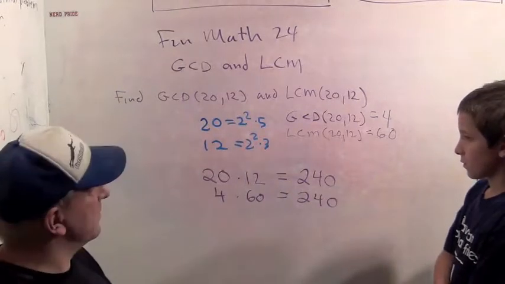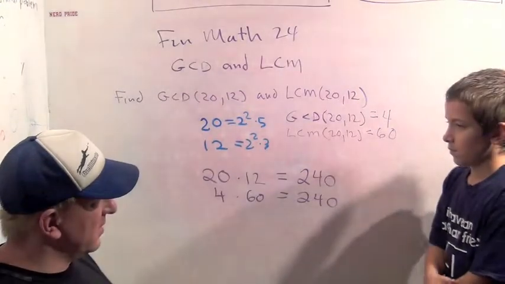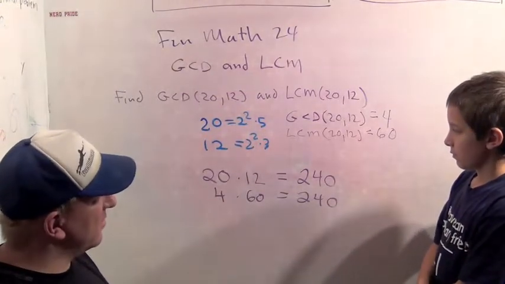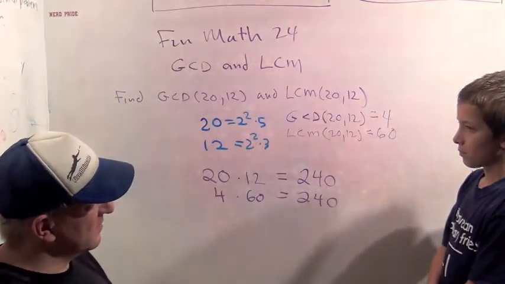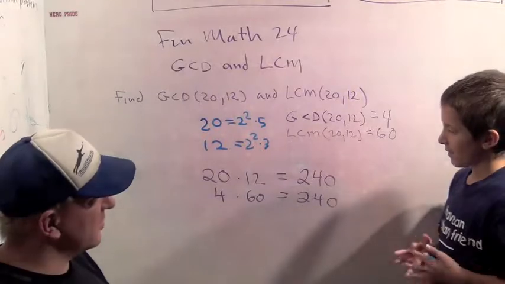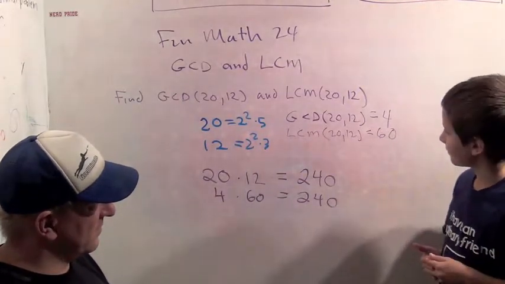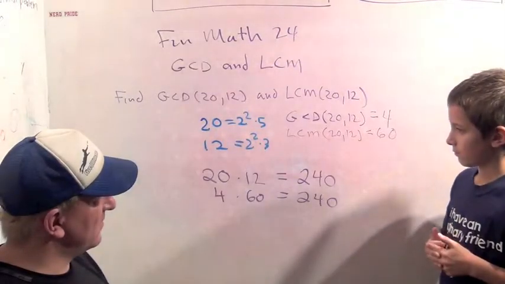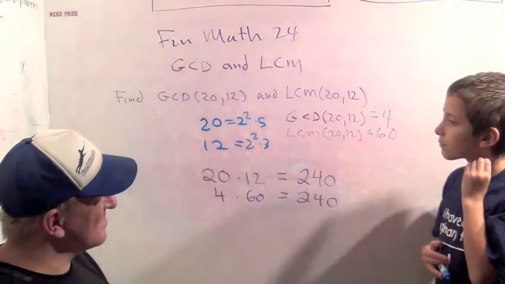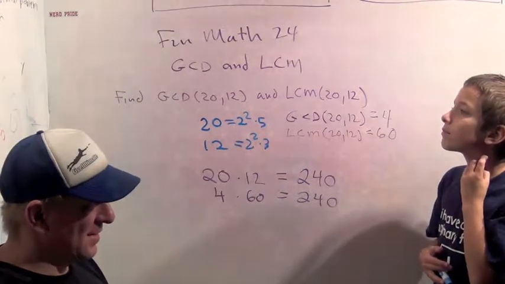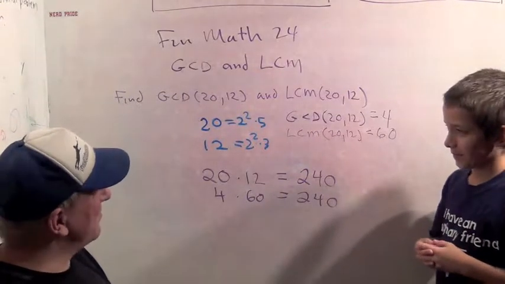Well, isn't that interesting? The two numbers in this case, when we multiplied them together, gave the exact same number that you get when you multiply the greatest common divisor and the least common multiple. Yeah, that is pretty interesting. I wonder why that would be true. I don't know. Do you? No. Maybe we'll find out.